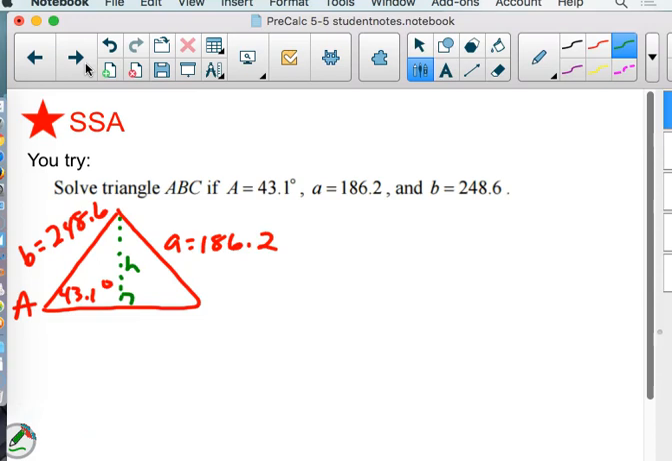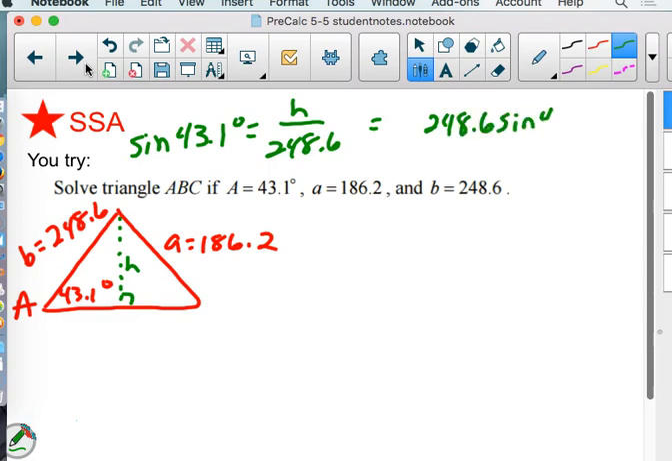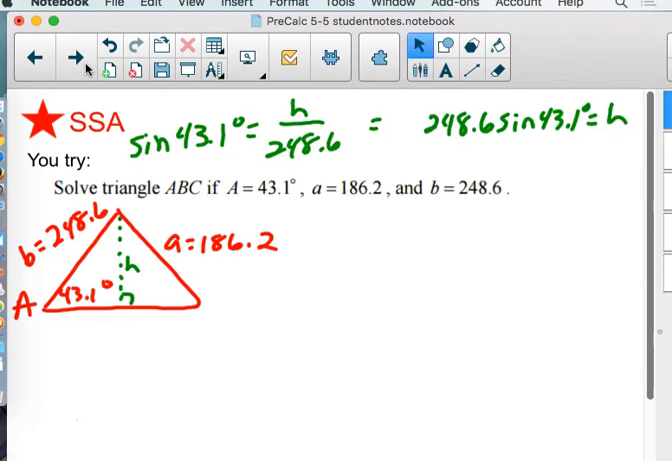And that would be by dropping down an altitude. Altitude is the fancy name for the height of the triangle, and just using sine to figure out what it would be. So the sine of 43.1 degrees equals h over 248.6. And that'll give us 248.6 sine of 43.1 degrees for h. It doesn't take too long to punch that in just to make sure that we're going to get two triangles here.